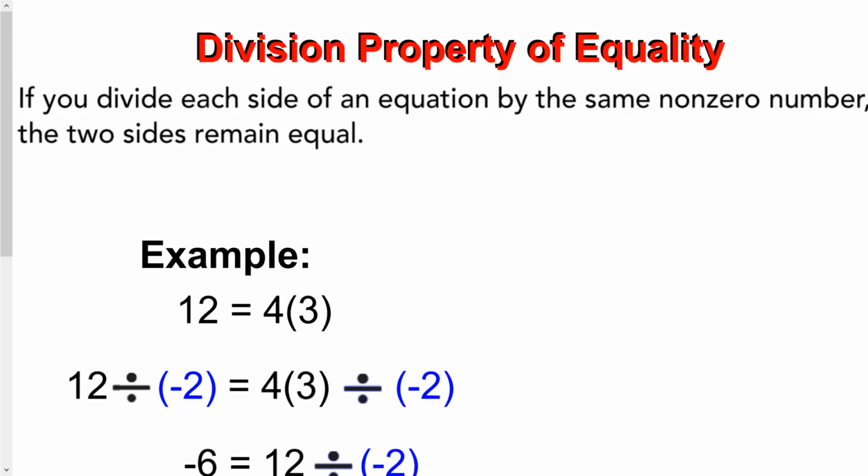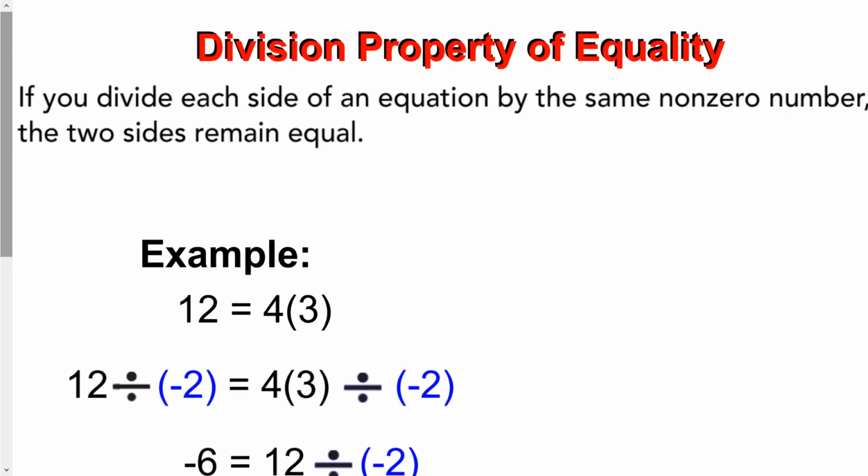I'm going to skip this one and move right on to the division property of equality. So in other words, if you divide each side of an equation by the same non-zero number, that's kind of important, then the two sides remain equal. And the reason why non-zero is important is because you cannot divide by 0. So we just don't talk about dividing by 0. It's not defined. It doesn't even make sense to do so.